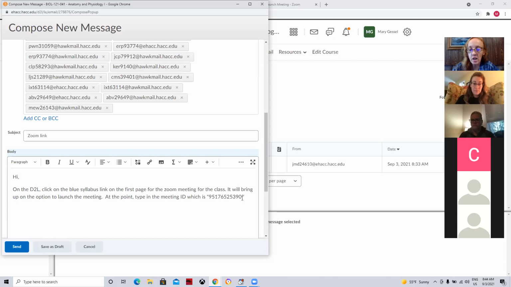And at that point, what else? Is there anything else you have to do except maybe click return? Nope, that's it. Once they put that in, then you can accept them into the class. Okay.